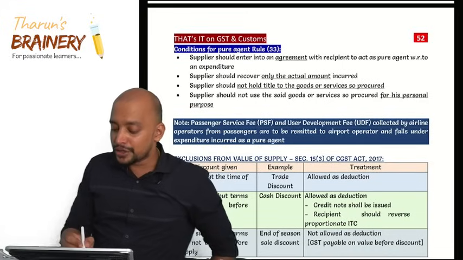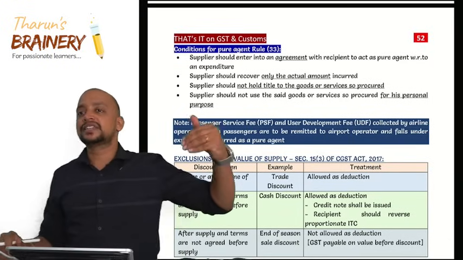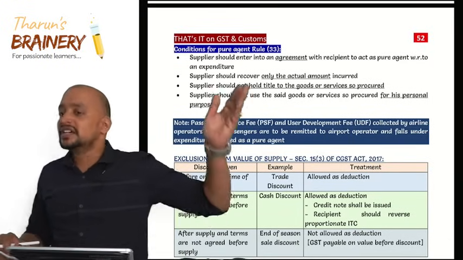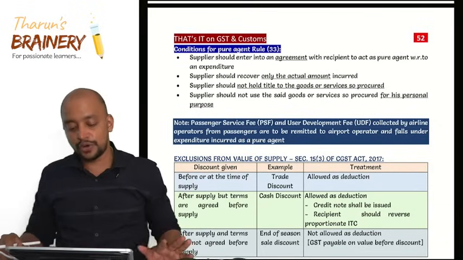Second, the supplier should recover only the actual amount incurred. So the chartered accountant will pay say some 5,500 as income tax. That 5,500 only should be recovered from the client. He should not recover anything more than that.